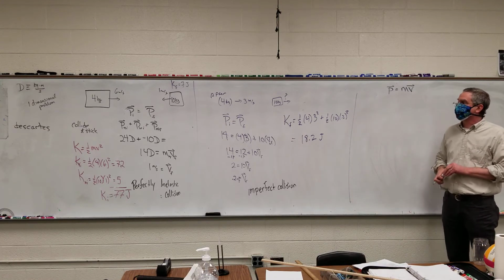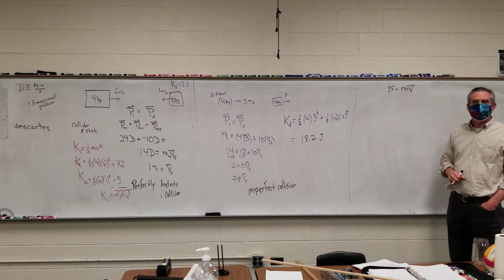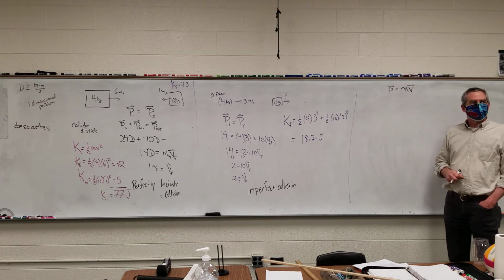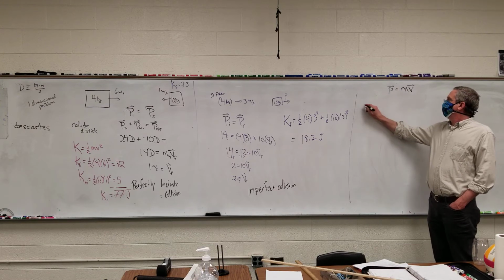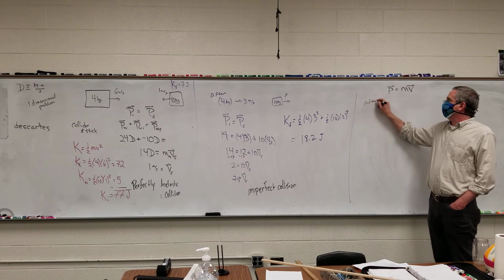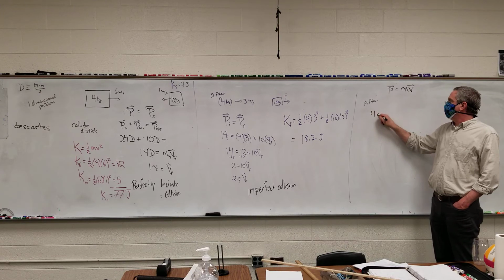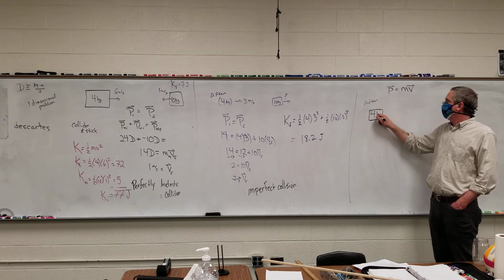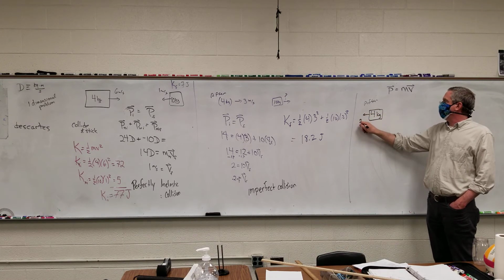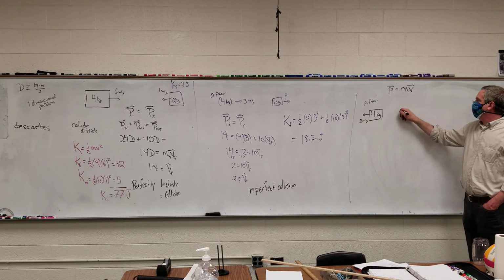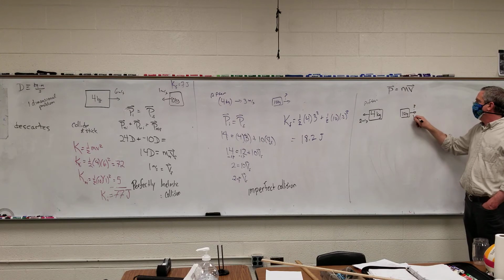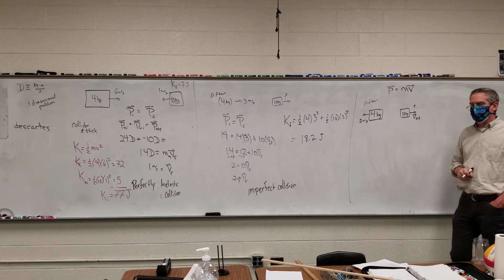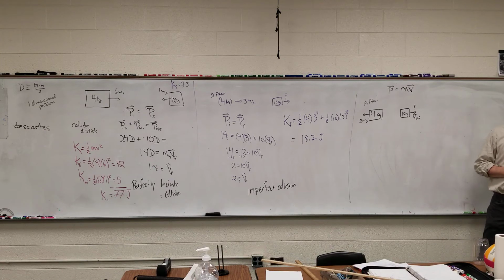Questions up to here? All right, so after the collision, this time, we have our 4 kilogram mass bouncing backwards at 2 meters per second. What is the final velocity of the 10 kilogram object? Well, what's my total momentum after the collision?